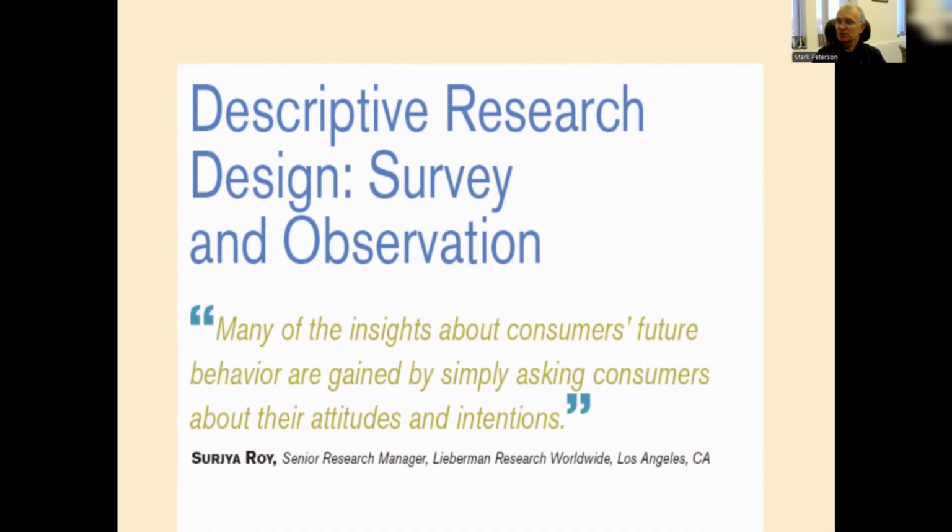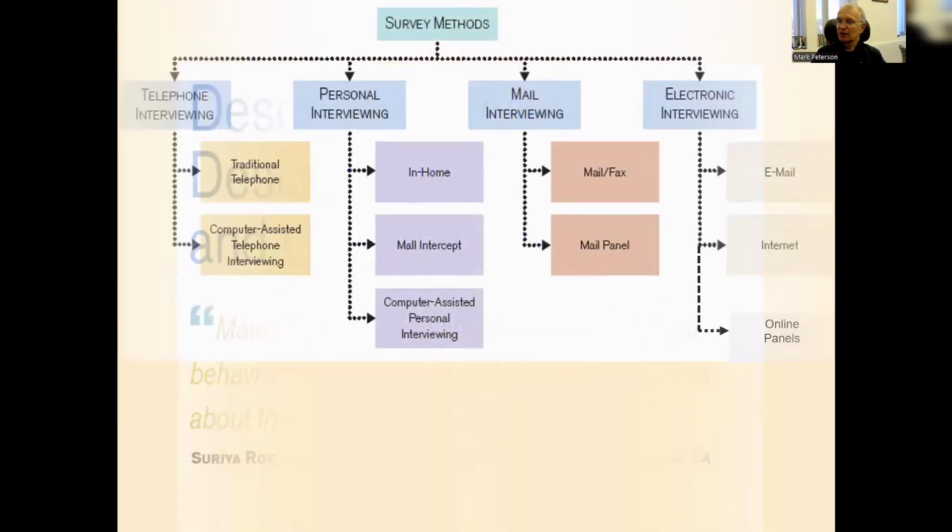So in this way, this is descriptive research by survey or observation. So we have these survey method types here: telephone interviewing, personal interviewing, mail interviewing, electronic interviewing. And the one that is widely used now are online panels over here on the right. And so there are occasions where you might use a mail panel.